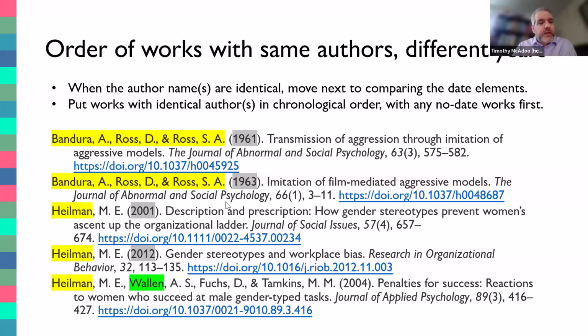So the order is chronological for works that are dated, and at the beginning is no date, undated works. You might have seen an undated web page will have n.d. in parentheses, and that would go first, and then anything dated, and then anything in press is the most recent.